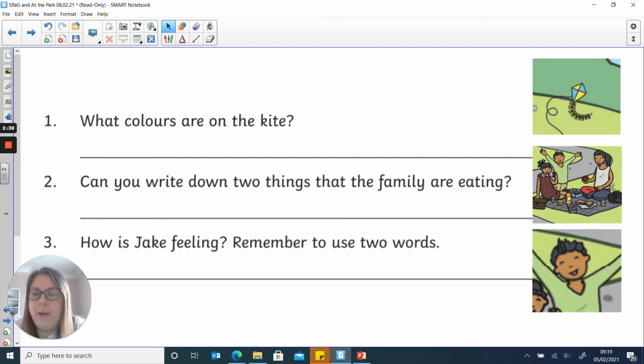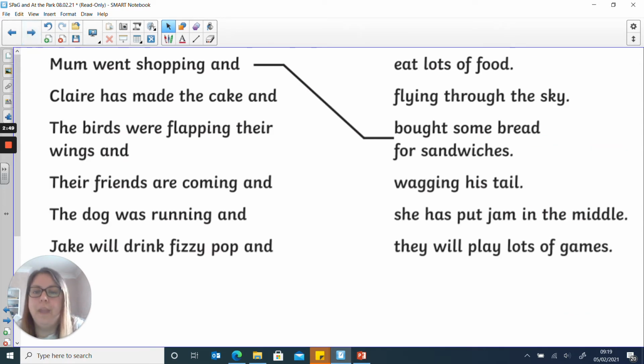So lots of open-ended questions there as well. So there aren't any answers that I'm going to write down because you're going to send your work on Tapestry and I can see all your fantastic work. Right, next one. This is a little bit tricky, this one. Okay, we've got to match the sentence at this side, which goes with the sentence on this side.